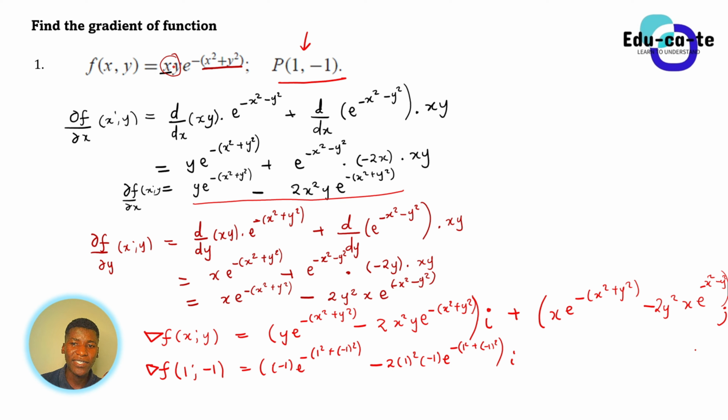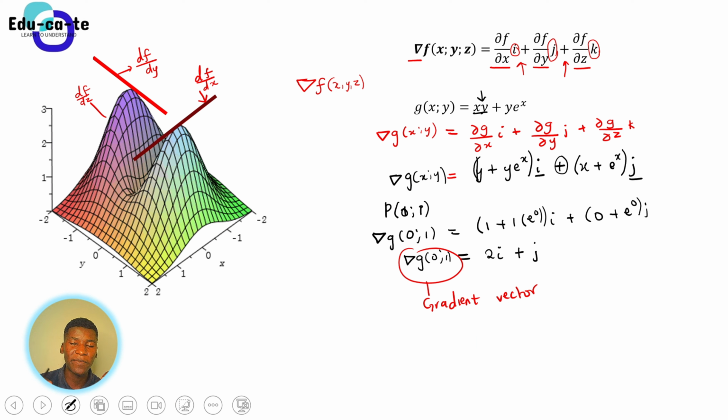And then you do the same thing. You substitute even the partial derivative in terms of y. But your final answer must be a gradient vector. It must be a vector. It must be in terms of i and j. It shows that it's a gradient.